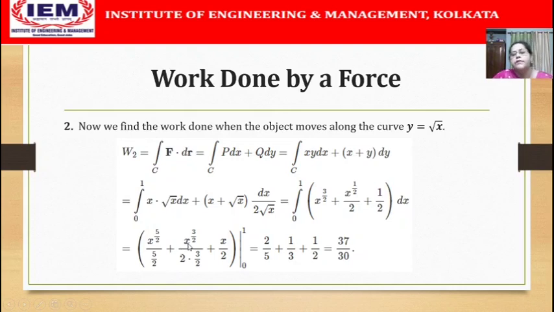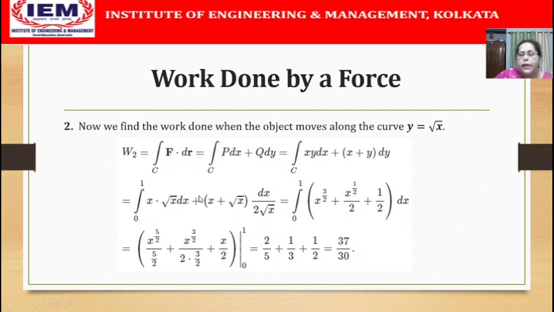The second term gives us x to the power 3 by 2 by 2 multiplied with 3 by 2. And the third term is just x by 2. We put the limits. The answer is 37 by 30. So we observe here that the work done along the two different paths are different, which actually tells us that this force field is not conservative.